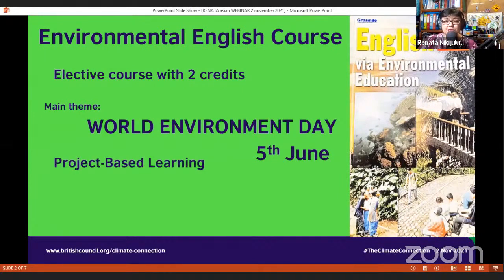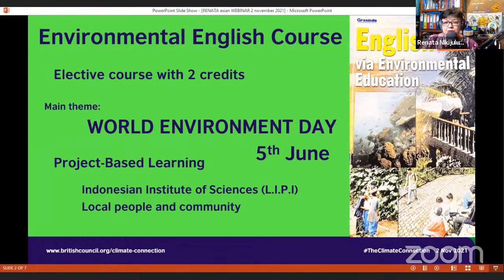And we use project-based learning because, of course, they will conduct some projects at the end of the course. For our course, we actually already have an unofficial MOU with the Indonesian Institute of Sciences, or what we call LIPI. We also work with local people and the community, especially those who are also concerned with the environmental awareness. For example, like a mangrove plantation in Lateri village.